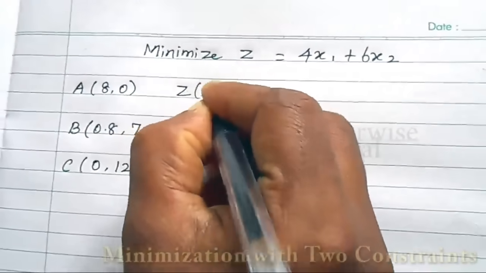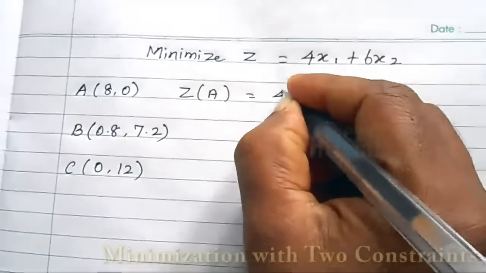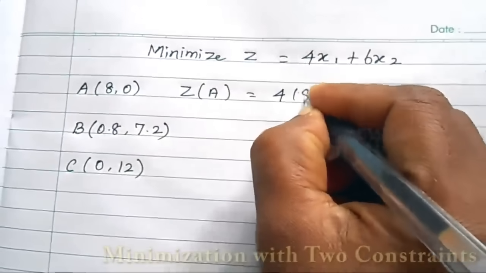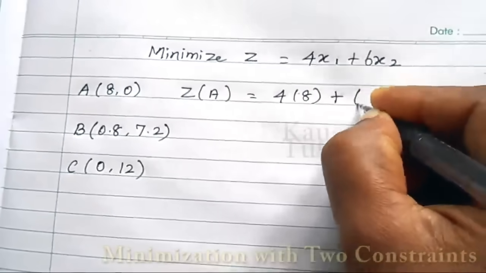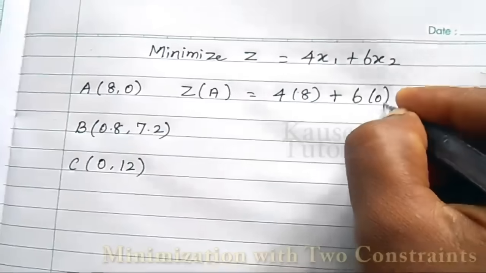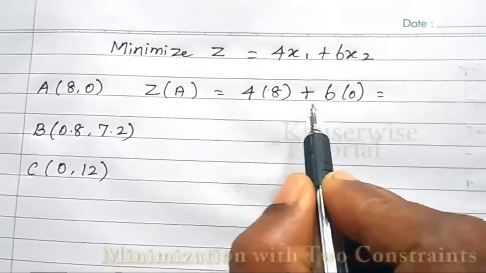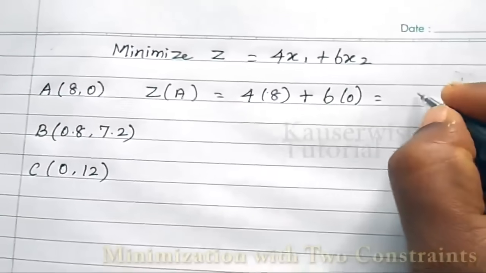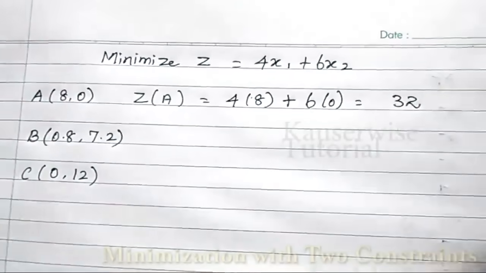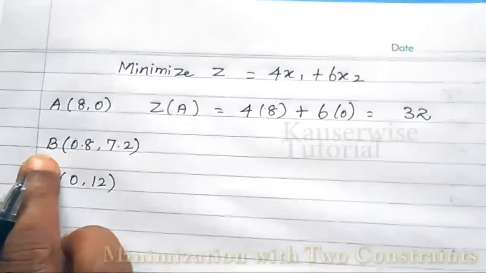Z A is equal to 4 times x1 value 8 plus 6 times x2 value 0. 4 into 8, 32, plus 6 into 0, 0. So the answer is 32. In the same way, find the value for B also.